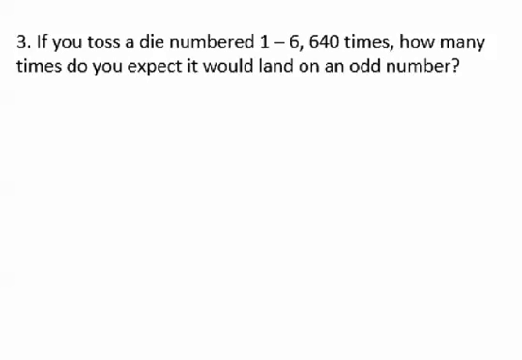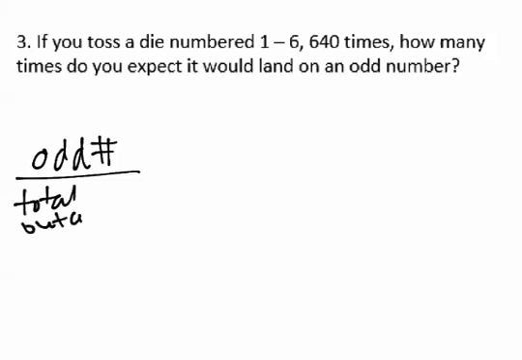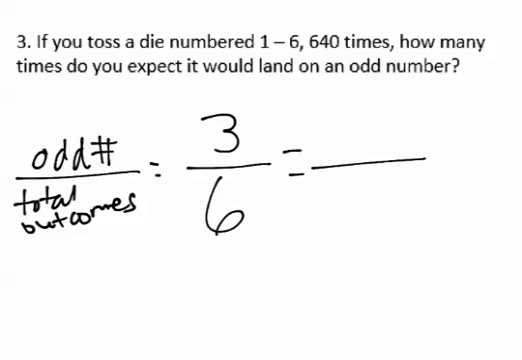So thinking of a dice, 1 through 6, we're looking for odd number. Odd number over total outcomes. Okay? So for the theoretical probability of one roll, how many times can you land on an odd number? Or how many odd numbers are there on a dice? There are 3 odd numbers on a dice and 6 possible outcomes on that dice. We set that up equal to, we're looking for how many times we expect it to land on an odd number, over 640.